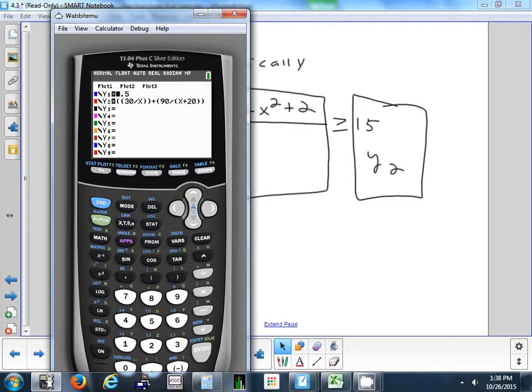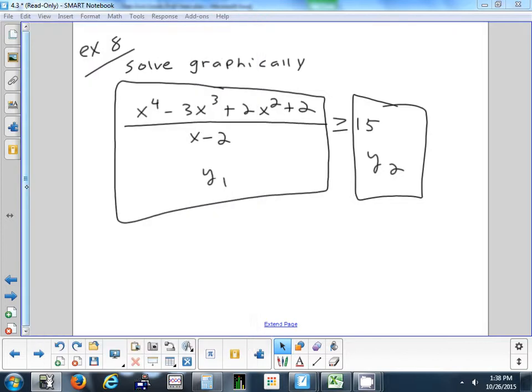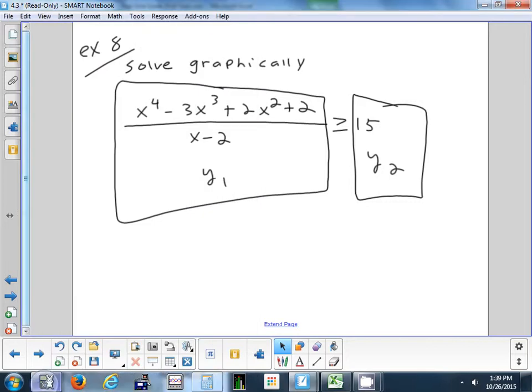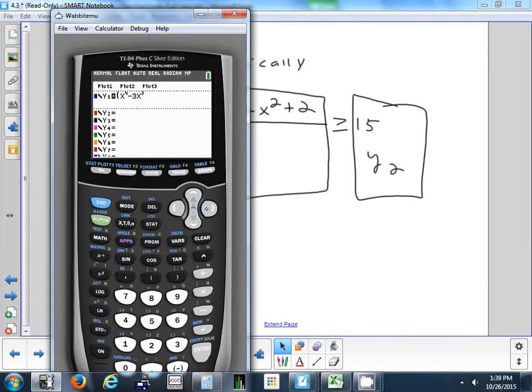All right, so we've got x to the 4th minus 3x cubed plus 2x squared plus 2, and divide by x minus 2. What's going to happen in this problem when x is 2? Vertical asymptote. So keep that idea in mind when we answer this question.